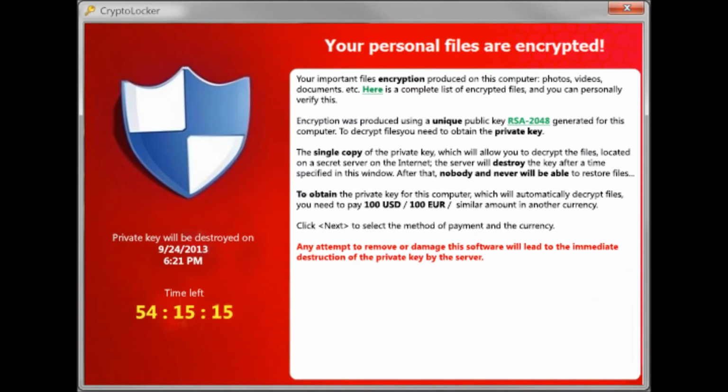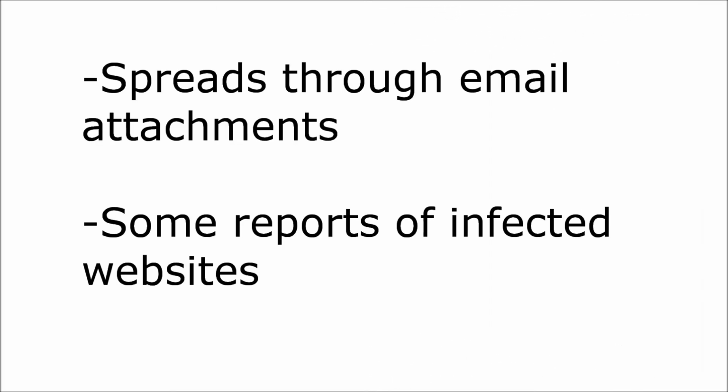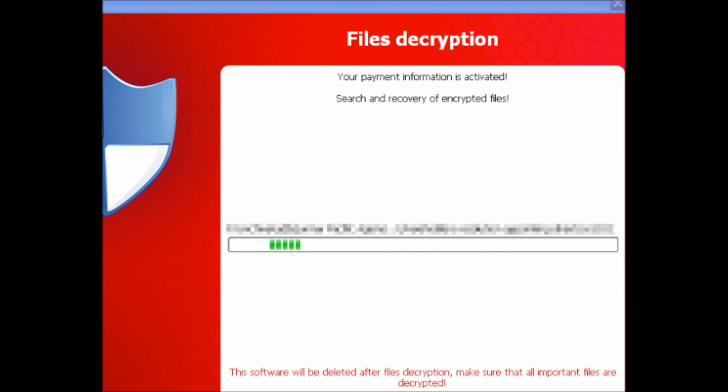Now, how would you get infected? CryptoLocker spreads through attachments and emails. The email will look like a customer support issue with a zip file attachment. The virus is inside the zip file, hidden as a PDF document. There have also been reports of people being infected by visiting a website that has Java, a common web programming language.